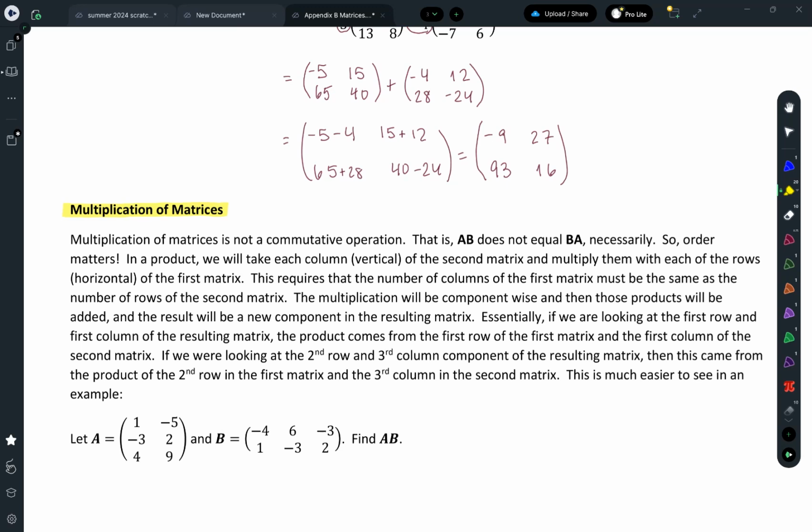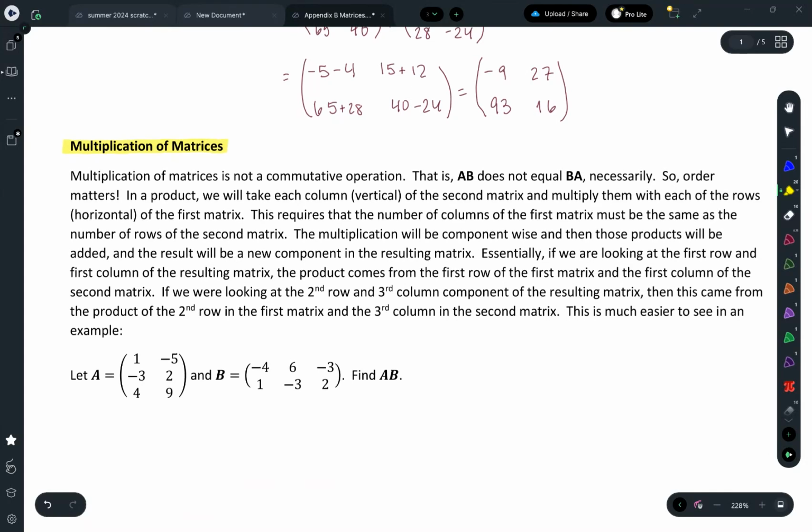Okay? In a product, we are going to take each column of the second matrix and multiply them with each of the rows of the first matrix. This requires that the number of columns of the first matrix must be the same as the number of rows of the second matrix. I just want to talk about that really quick with regards to the A and the B that are down here.